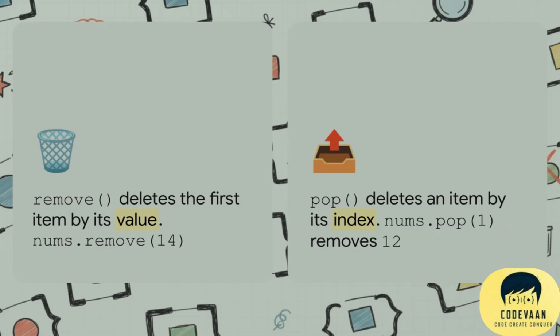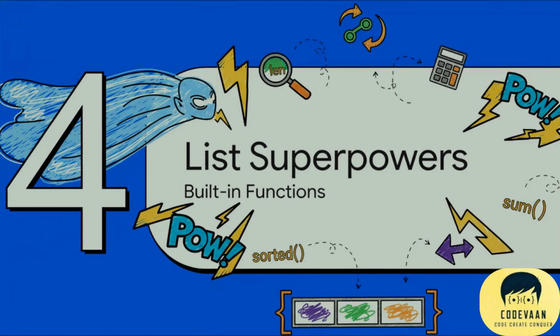And it's a similar story for removing items. You've got options. Remove is like saying, find the first thing that looks like this value and get rid of it. It searches by the item itself. On the other hand, .pop is like saying, go to this specific spot, this index, and remove whatever's there. And a really neat trick with .pop is that it actually hands you back the item it just removed, which can be super useful.